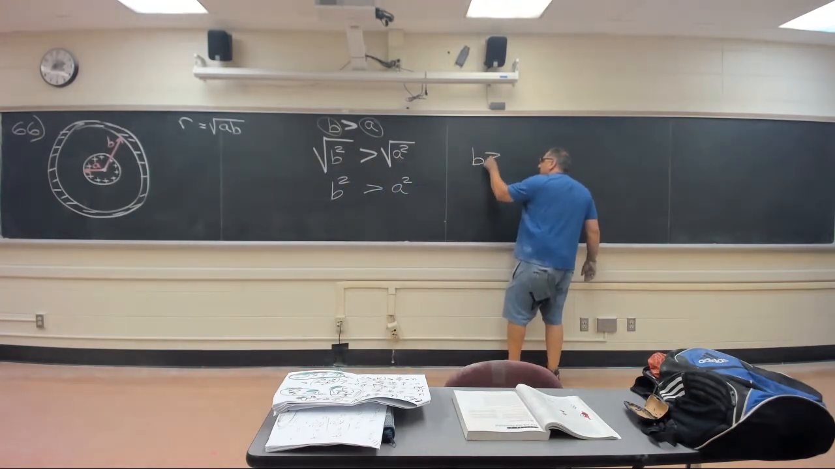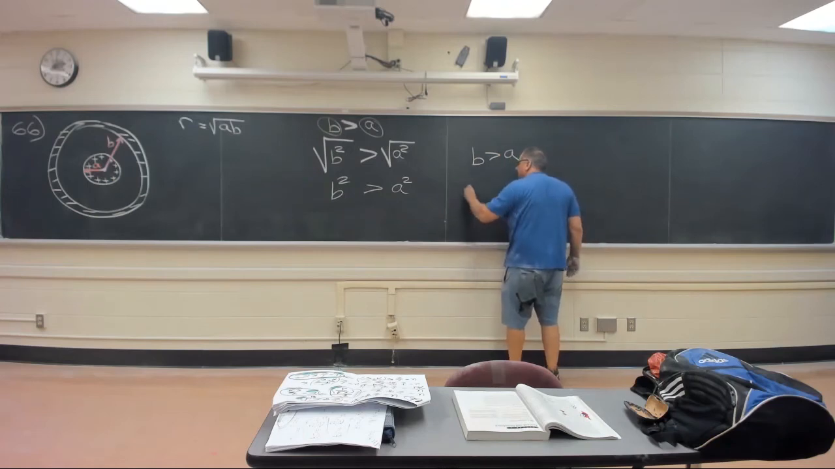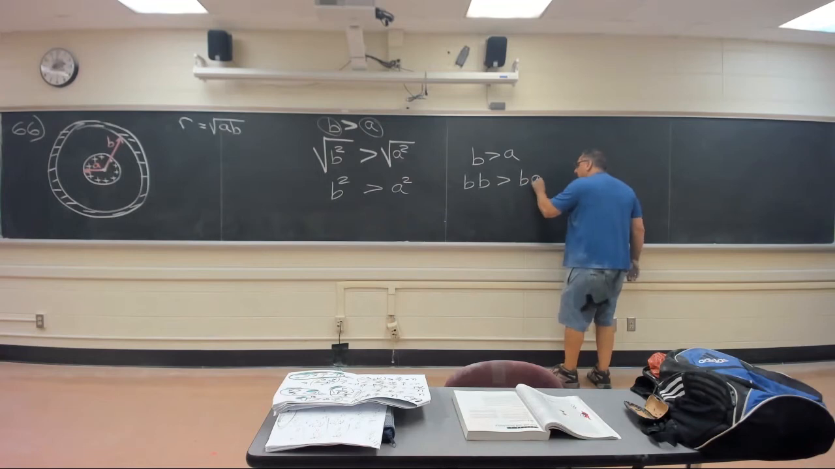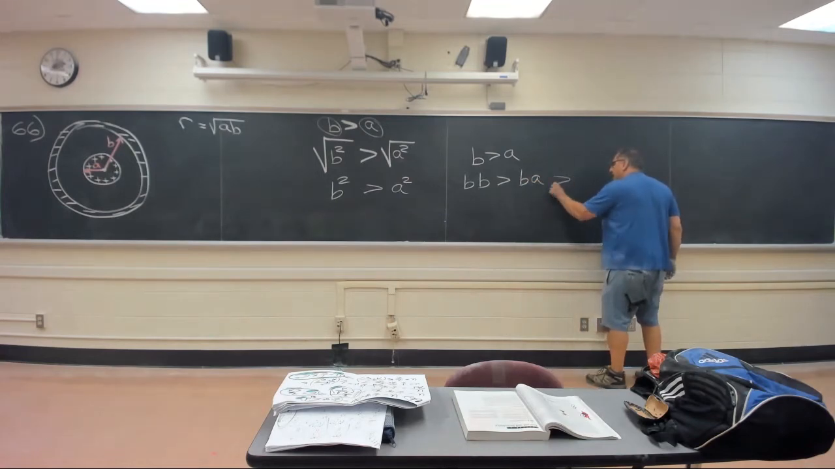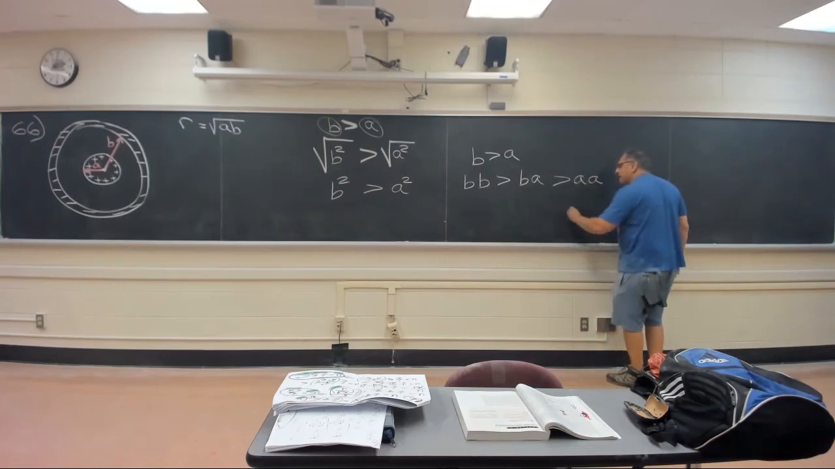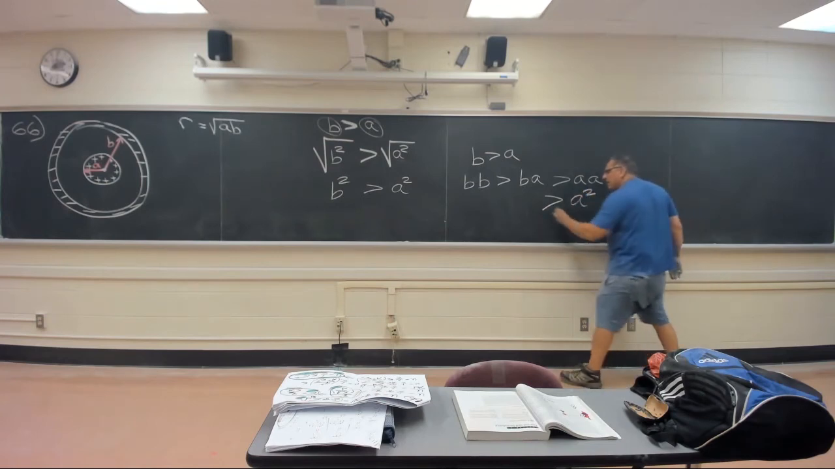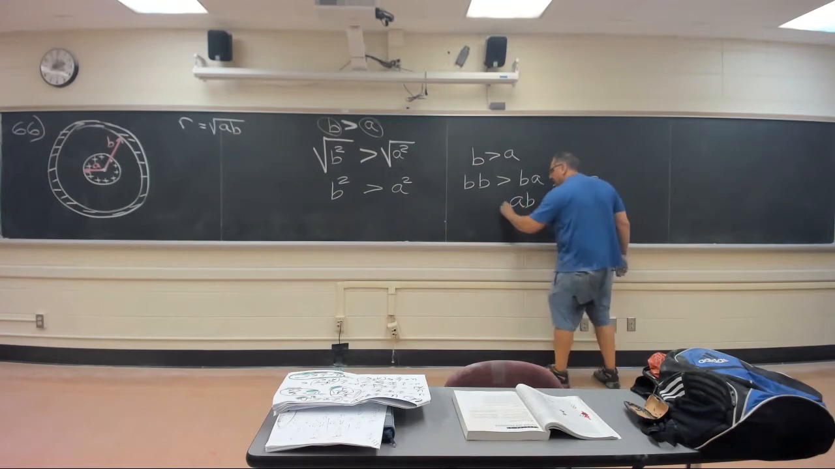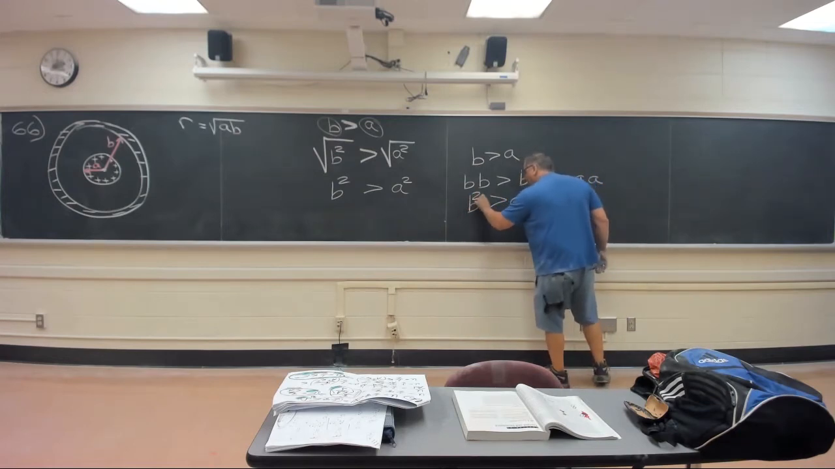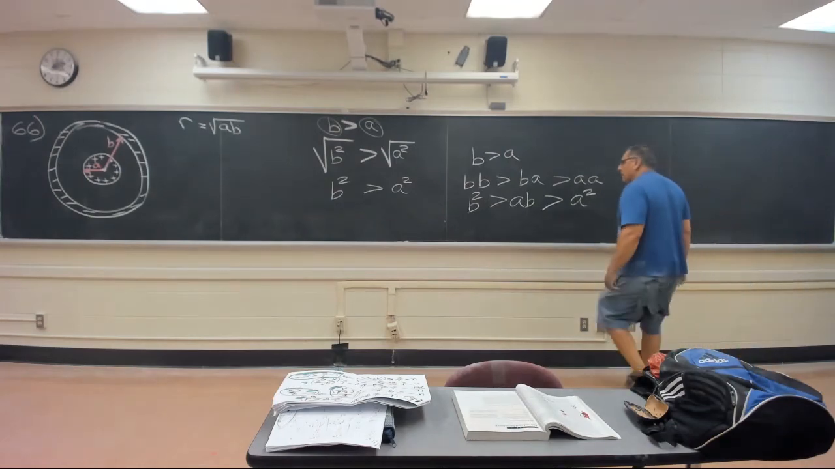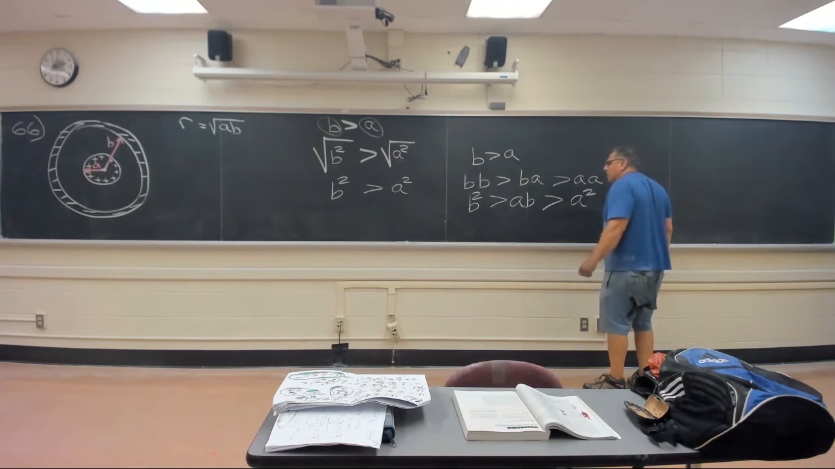If B is bigger than A, then B times B is bigger than B times A, and B times A is bigger than A multiplied by A. A times A is A squared. This is AB. And this is B squared. That's kind of interesting. Is that true? Yeah, of course it's true.